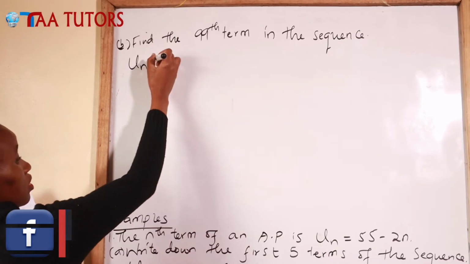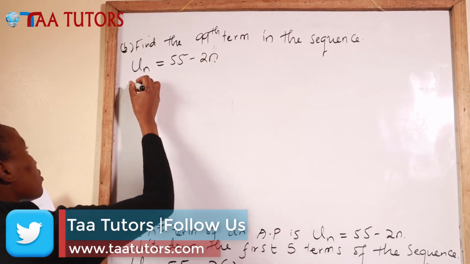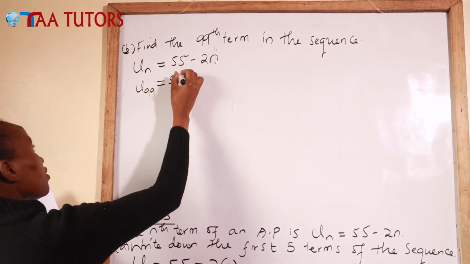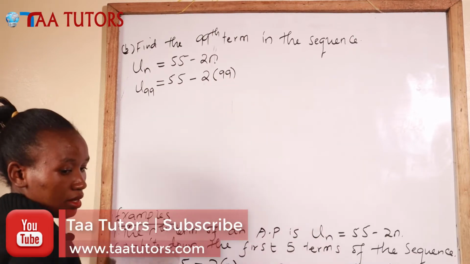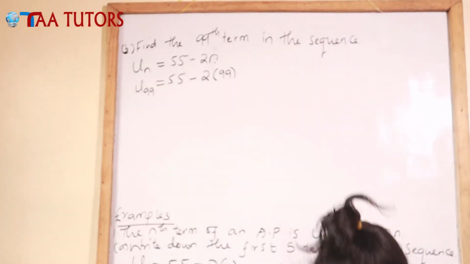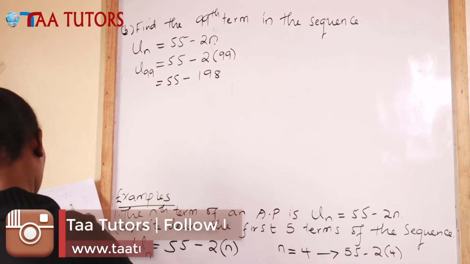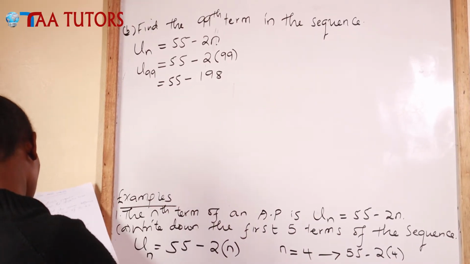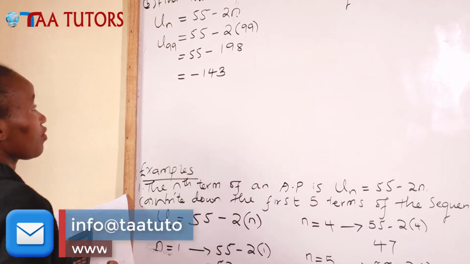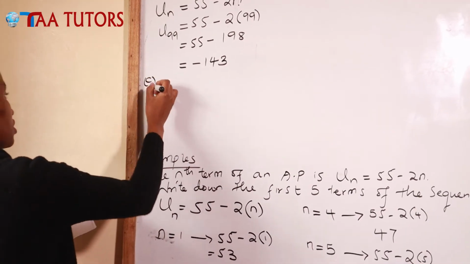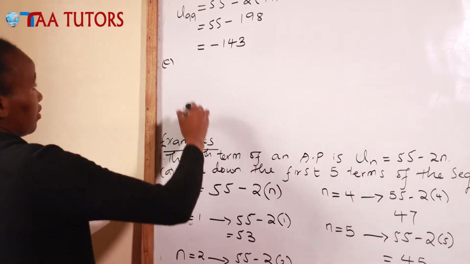So the nth term is 55 minus 2n. The 99th term is going to be 55 minus 2 into bracket 99. So this is going to be 55 minus 198, and you subtract. The 99th term is a negative number, so it's negative 143. That's the answer. So let us look at part C of the question: find the first term in the sequence that is negative.